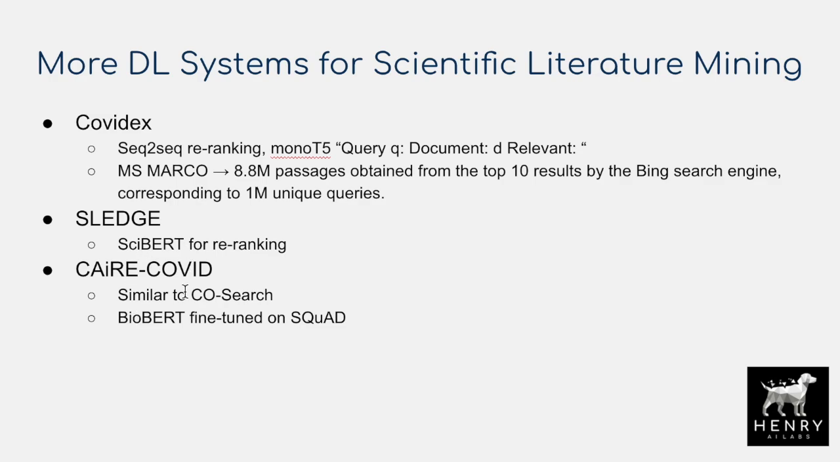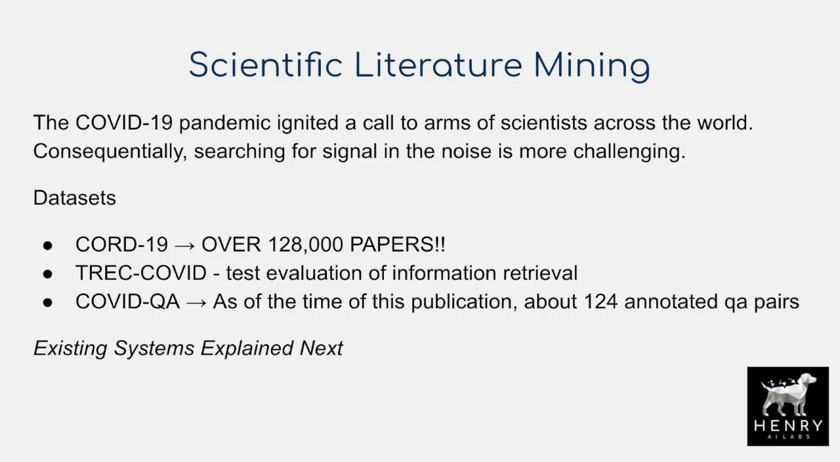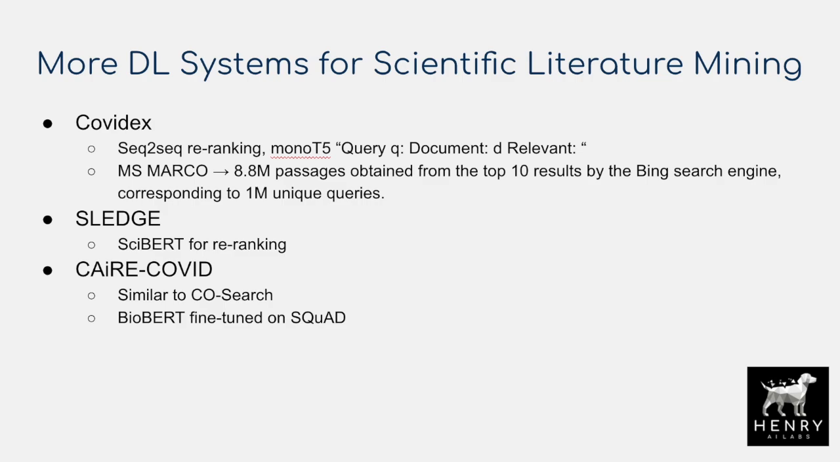So how are we training these models to do re-ranking? We've seen previously how this is one way of constructing a dataset for information retrieval evaluation, say having some kind of supervised evaluation of these systems. And in the COVID QA, it only has 124 pairs. So you need some way of bootstrapping data to perform this task. So SLEDGE is using the SciBERT model, and CAiRE-COVID is using BioBERT fine-tuned on SQuAD.